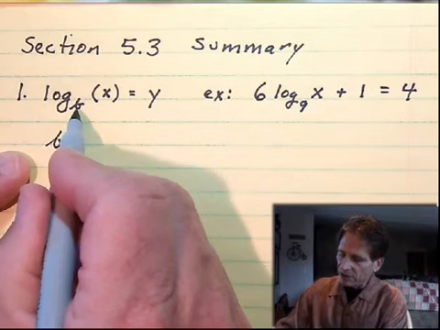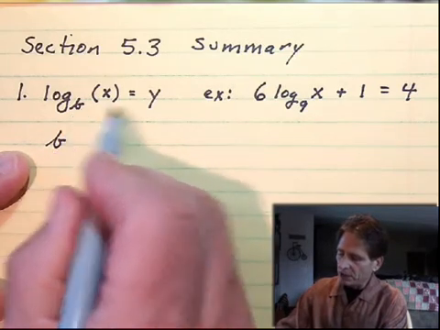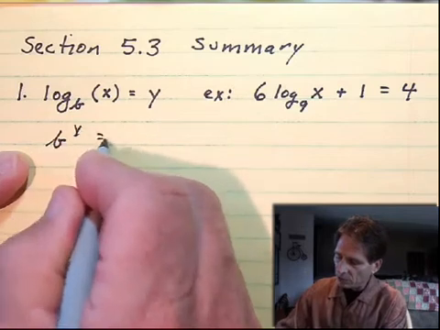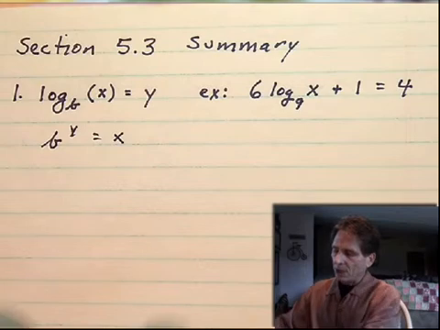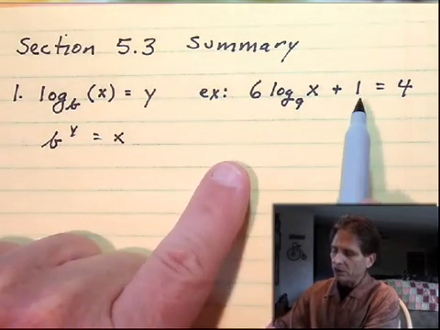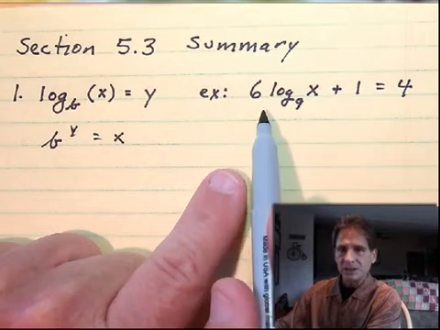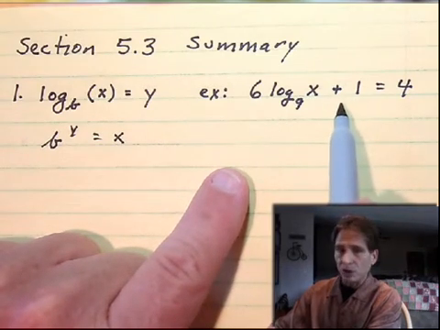The definition of a log says that this means, or the meaning of a log, is b to the y is equal to x. And then you'll be able to solve for the missing variable. For example, if I have this, step one is to get into this form, which means I remove the 1 and the 6. Well, you should be able to do that. That's just applying the inverse operations.